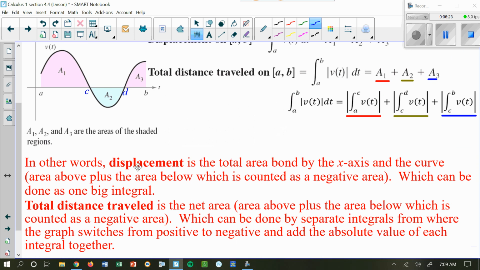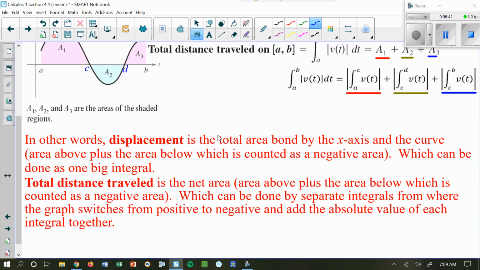So in other words, displacement is the total area, the net area, bound between A and B, where the area below is going to make the total area smaller because it's a negative area. Total distance traveled makes this area positive, makes this area positive, makes this area positive.